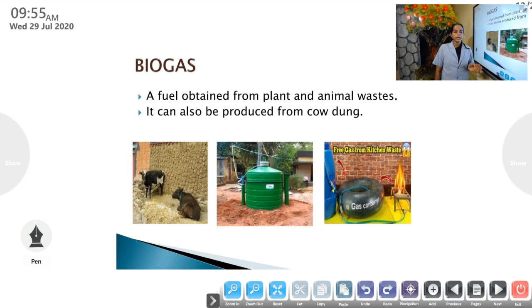Then the next important product is biogas. Have you heard about biogas? I think some of you might be using it in your house. So that's a fuel obtained from plant and animal waste. This biogas can also be produced from cow dung. This is the plant for making biogas. See, this is connected to the stove, and when it is open, the fire will come. So remember, biogas can be produced from cow dung.